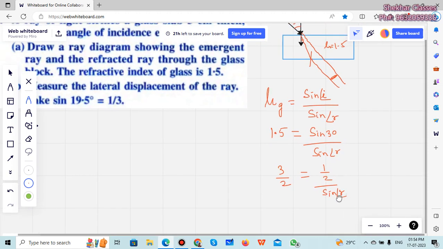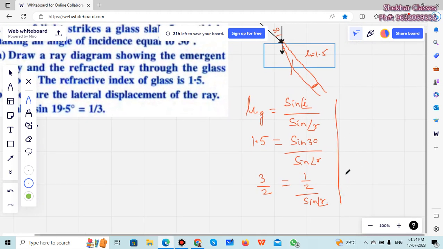And you solve it, what do you get? Okay, let's move it like this. Sine of angle R is equal to 1/2, right? This 3/2 will come here and it will come divided by 3/2. So sine of angle R is equal to 1/2 into 2/3. So sine of angle R is equal to 1/3.